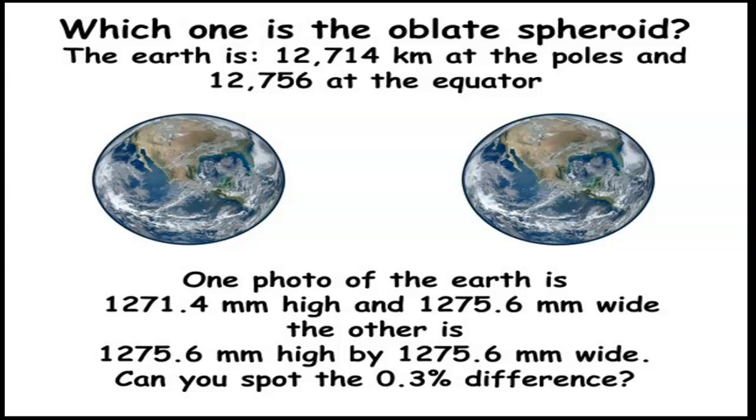In fact, one is actually an oblate spheroid. The Earth is 12,714 kilometers at the poles and 12,756 kilometers at the equator. So one of these photos of the Earth is basically 1,271.4 millimeters high and 1,275.6 millimeters wide. The other is a perfect circle, 1,275.6 millimeters high and wide. This is only a 0.3% difference, and it's really not noticeable to the naked eye.